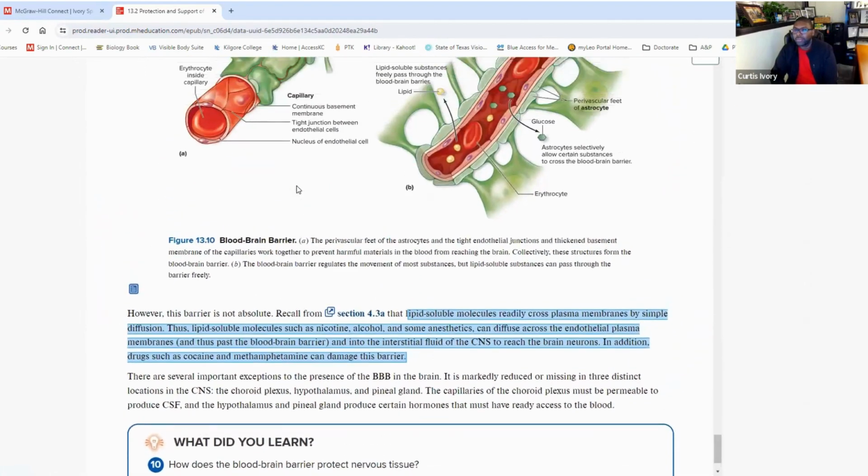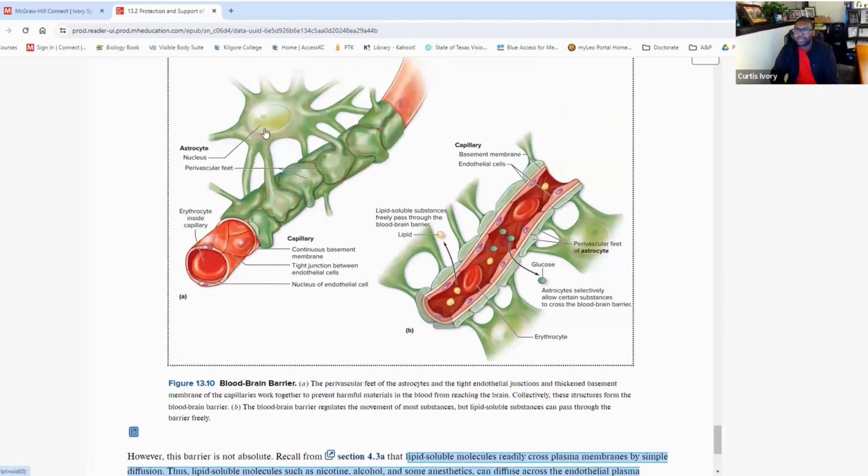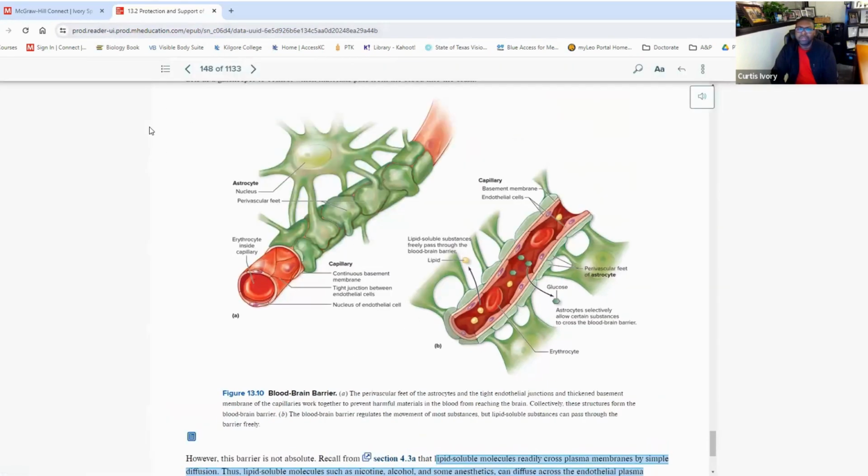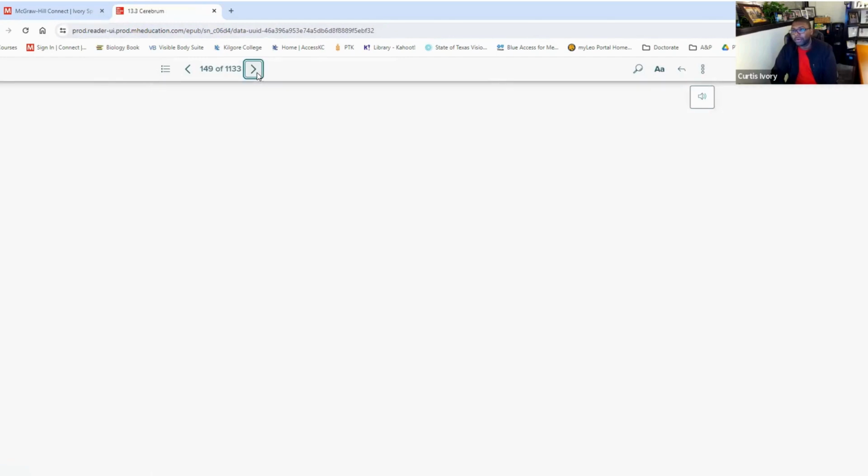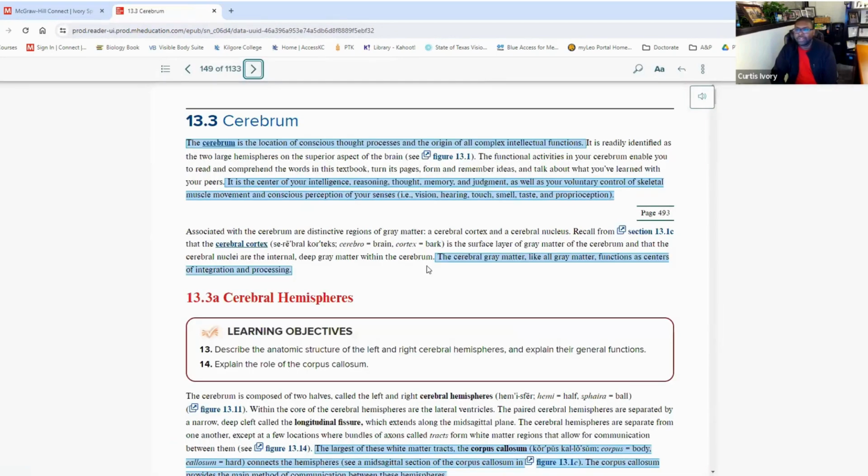And that's really important, especially when it comes to other substances, because there are some substances that can pass through the blood-brain barrier, such as alcohols and certain medicines. Some of these things can actually slip past that blood-brain barrier.